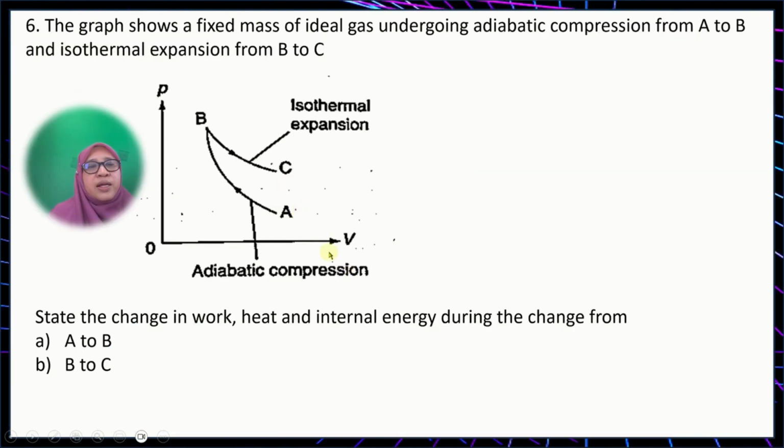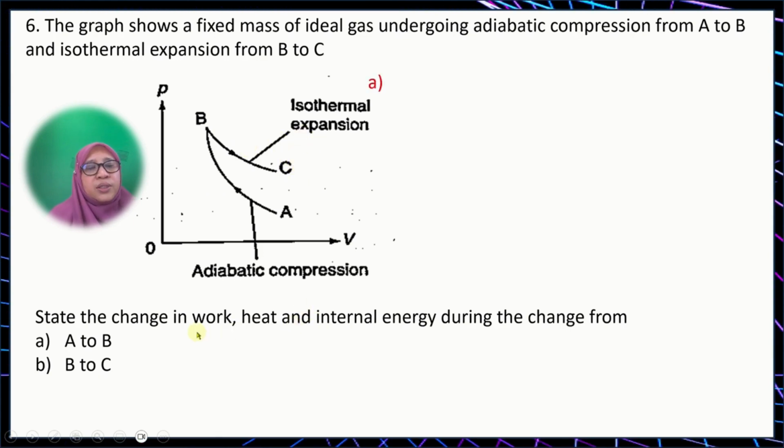Okay, so now we go to the last question, question 6. The graph shows a fixed mass of ideal gas undergoing adiabatic compression from A to B and isothermal expansion from B to C. So this is not a cyclic process because the process doesn't go back to its initial state. A to B is adiabatic, B to C is an isothermal process. Then look at the arrows. Adiabatic is compression, so the work is negative, whereas BC is expansion, so the work is positive.